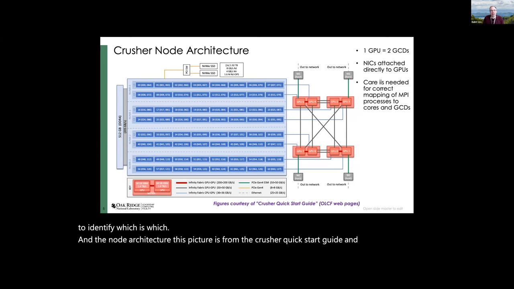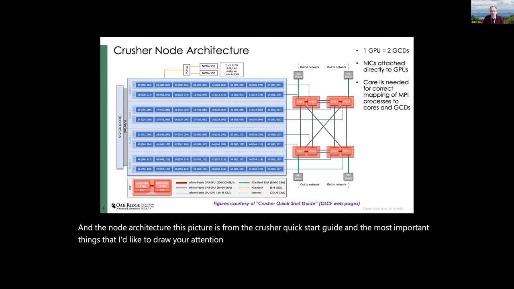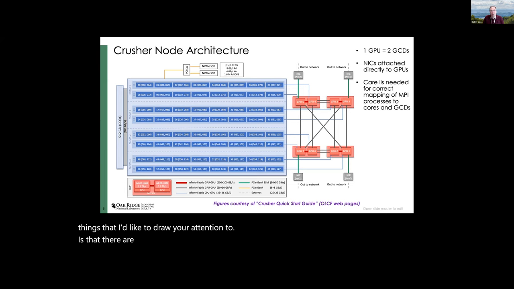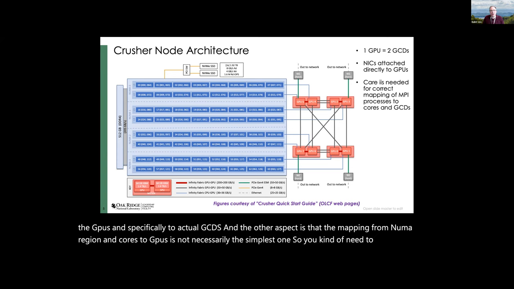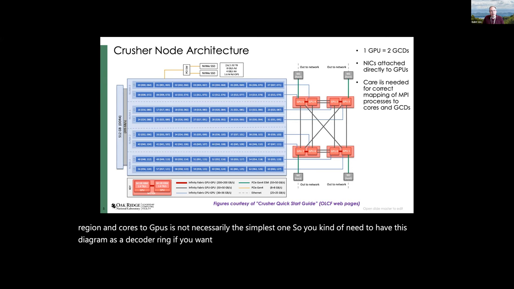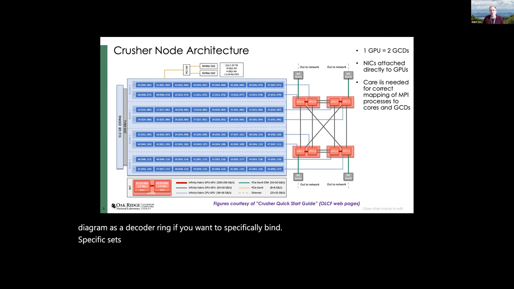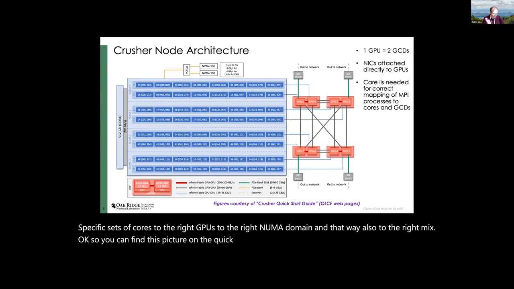The most important thing I'd like to draw your attention to is that there are many speeds and feeds here, but in particular, the NICs are connected directly to the GPUs, and specifically to actual GCDs. The other aspect is that the mapping from NUMA region and cores to GPUs is not necessarily the simplest one. So you need this diagram as a decoder ring if you want to bind specific sets of cores to the right GPUs, to the right NUMA domain, and that way also to the right NICs. Okay, you can find this picture in the Quick Start Guide for later.